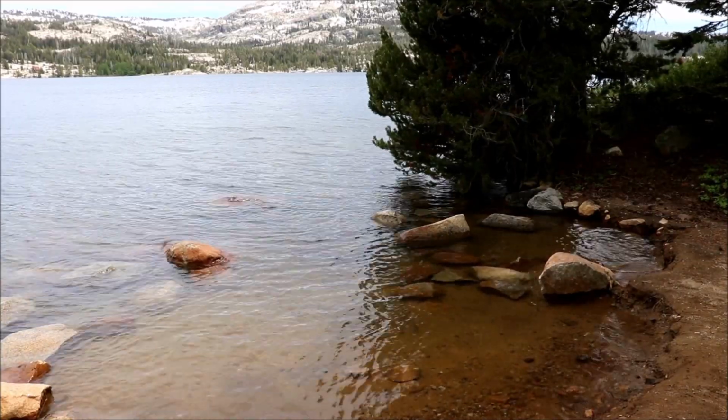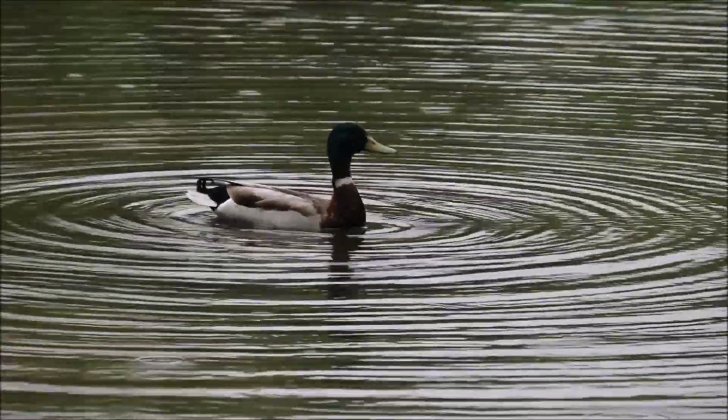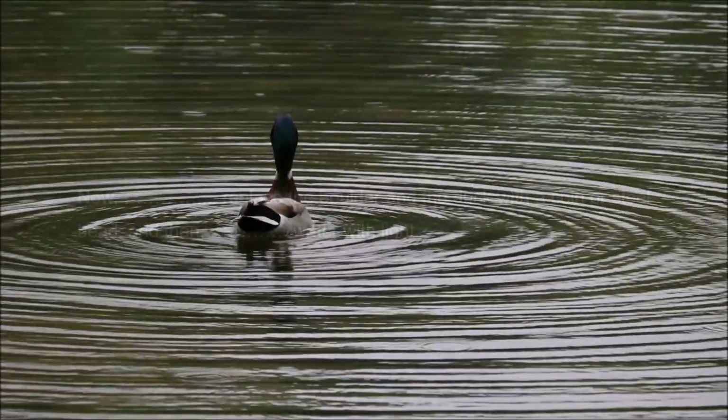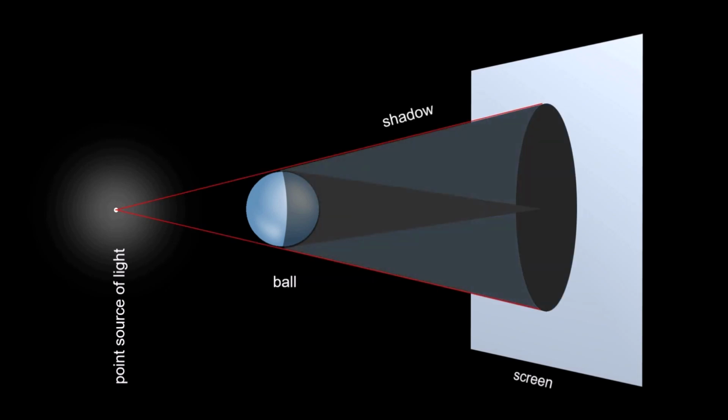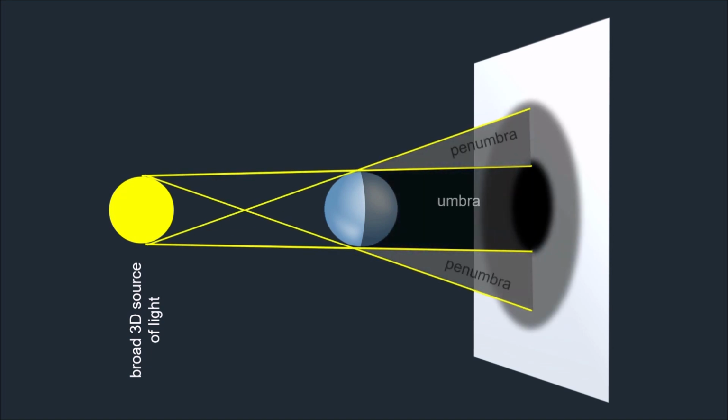Please observe how the waves traverse around the boulders and the duck, as well as intersect each other, forming various wave patterns. Now, replace the boulder and the duck with a coin or steel bead, and then water with light. If we observe a shadow carefully, we will notice that it's somewhat blurry at the edges.